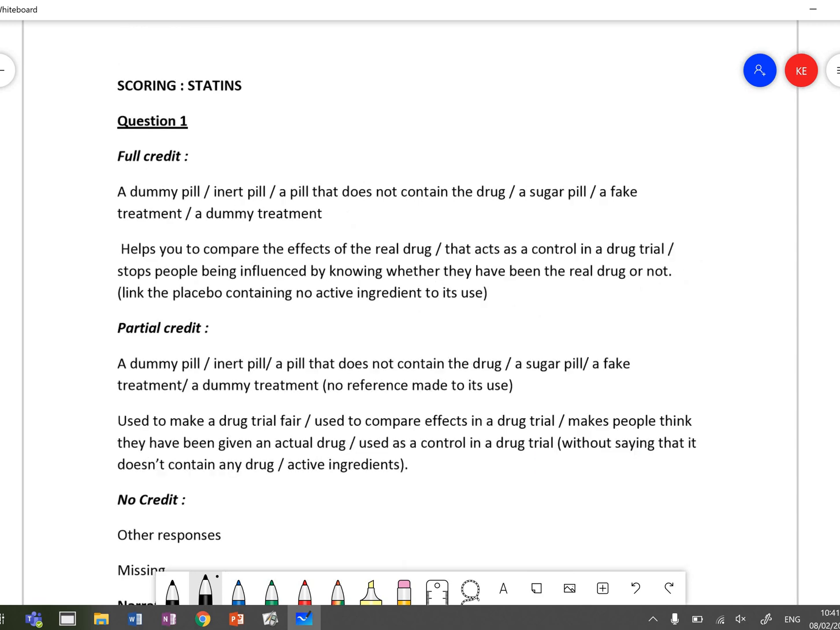So for question 1, where it asked you what is a placebo, you can see the mark scheme there on the screen. A placebo is a dummy pill or an inert pill, a pill that doesn't contain the drug, so it's sort of a fake treatment or a dummy treatment. And it allows you to compare the effects of the real drug and acts as a control in a drug trial. So when we carry out a drug trial, some people are given the drug, some people are given the placebo, so we're able to see the actual effects of the real drugs to stop people being influenced by knowing whether they've had the real drug or not.